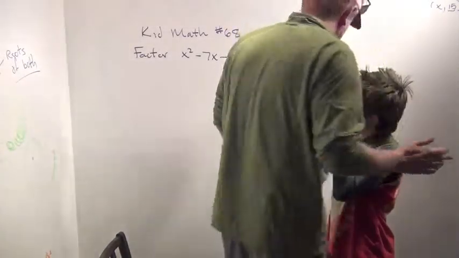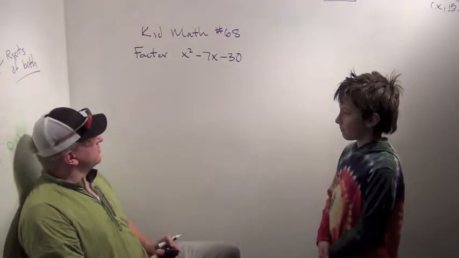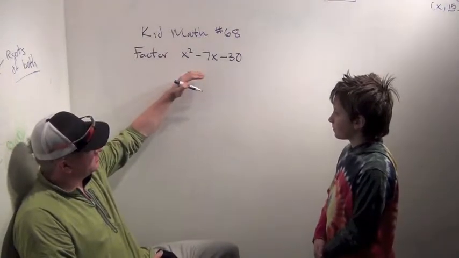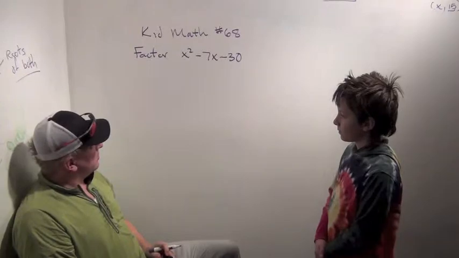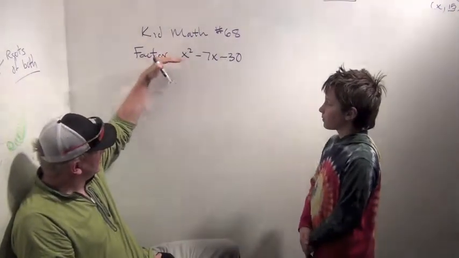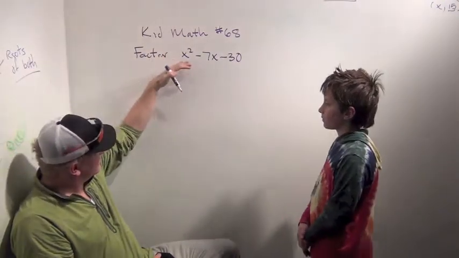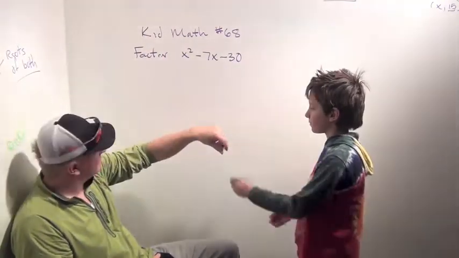KidMath number 68. So today, instead of moving on to the next section, we're going to do a little bit of review, basically from now until the end of the year, to make sure we're ready to start chapter 15, which is about inequalities with quadratics. So I wanted to go back and review. The very first thing we studied in quadratics was factoring. So let's just revisit this one. Factor x squared minus 7x minus 30.